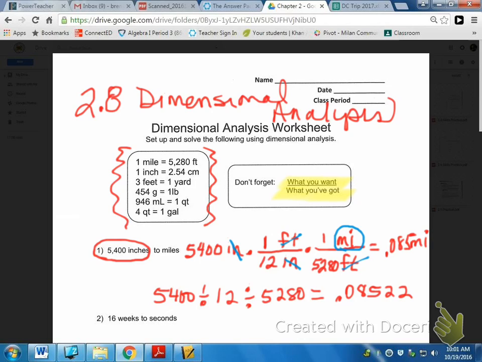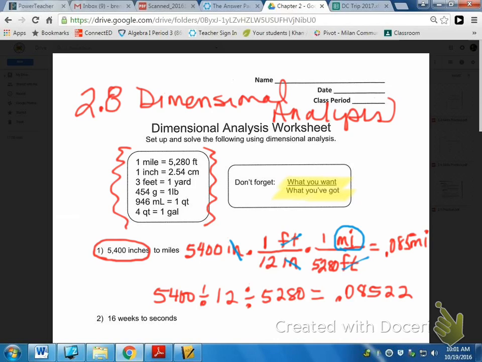So again, you take what you have and you go one step at a time. Inches, definitely the next unit up would go to feet. If you had to go to yards, you could go to yards, but we know the conversion from feet to miles, and miles is what I want, so that's why I went straight to miles. You're canceling out the units, and then you're using the numbers. Okay, questions about that?